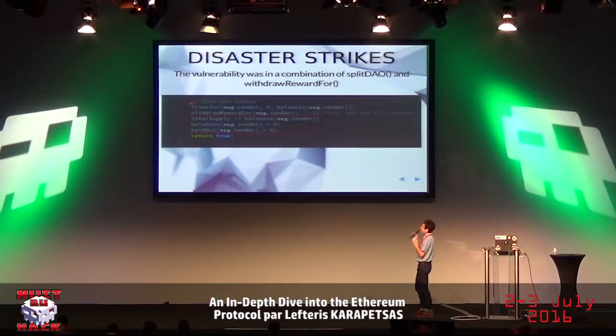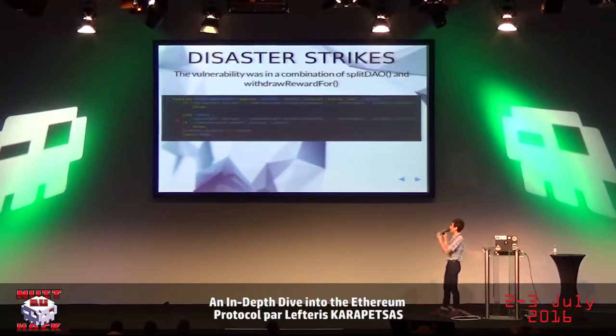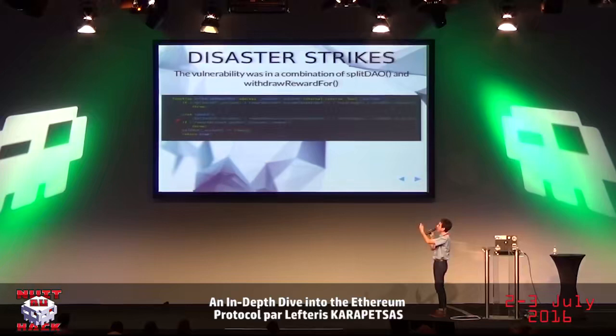And as we said before, the exploit is that the internal accounting should always be before the transfer of value. This is what we should have done, but the code was already deployed, so the attacker used this. And inside withdraw reward for, the same thing: the paid out, so the internal accounting, should be before the transfer of value. That's the whole exploit, essentially.